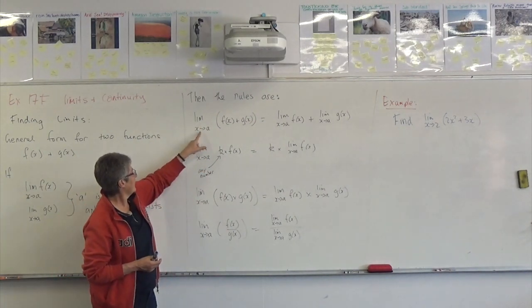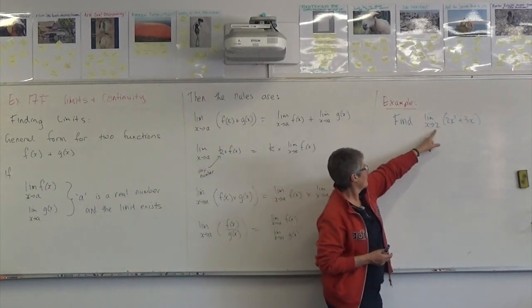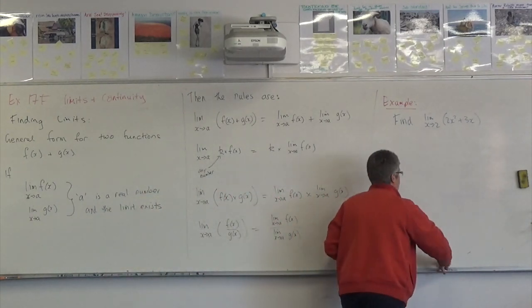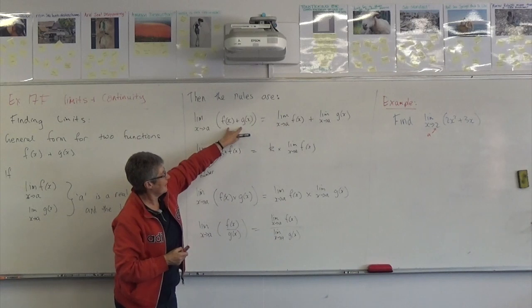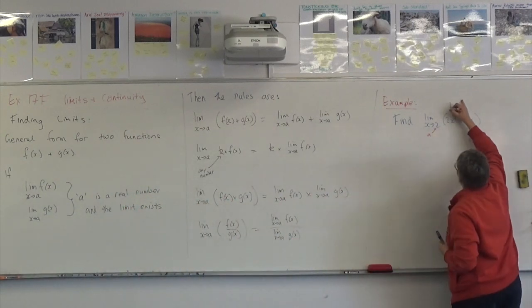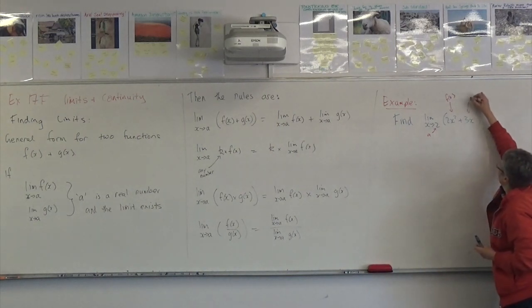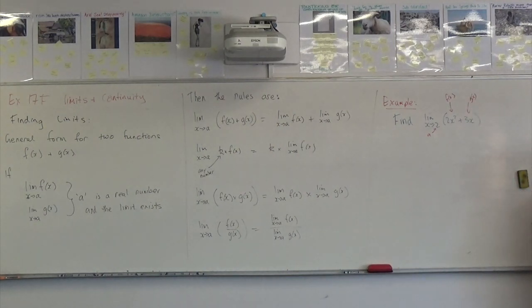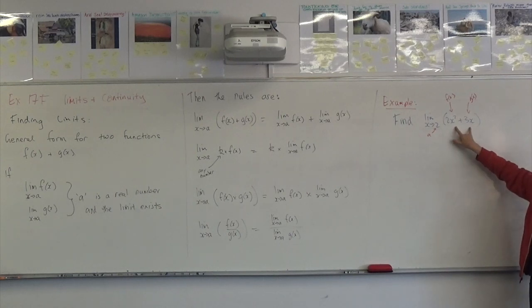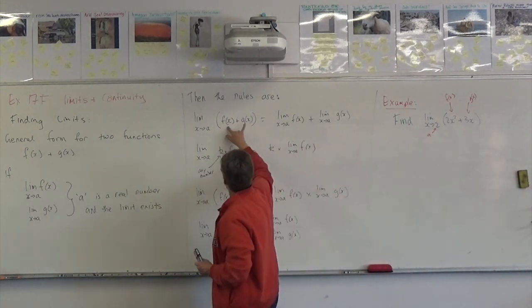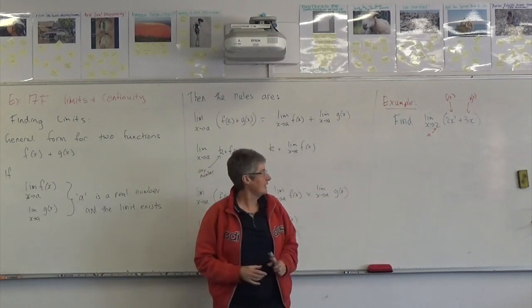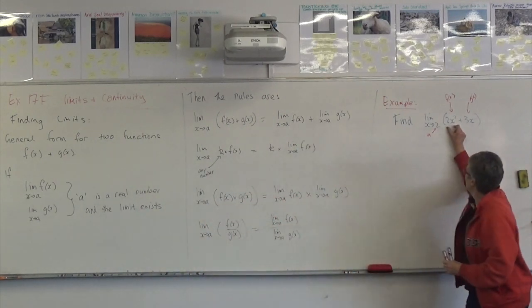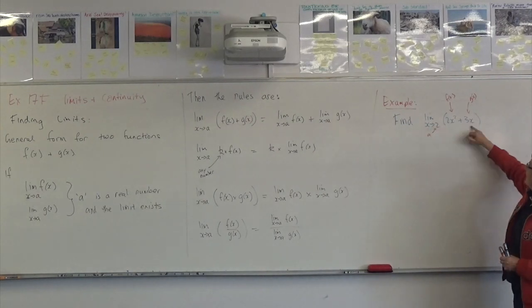So this limit as x approaches a, our a is 2. That's our value of a, okay? We've got f of x plus g of x. So this is our f of x term, and this is our g of x term. Does that make sense? This doesn't look complicated. It's just saying that I can take the limit of this one, and then I can take the limit of that one.